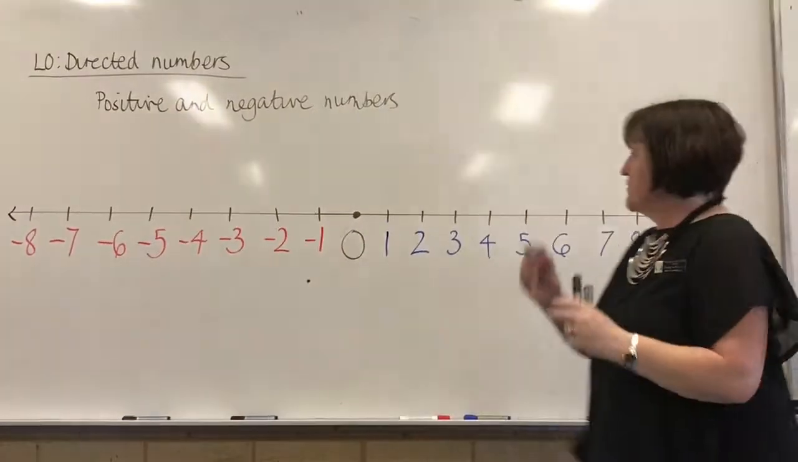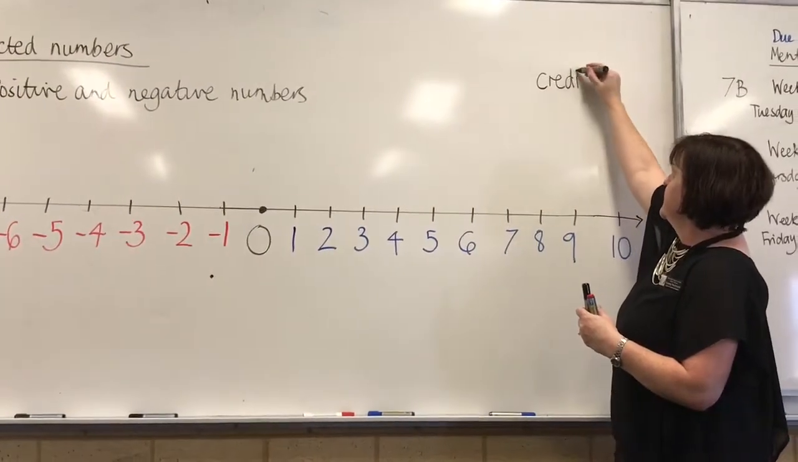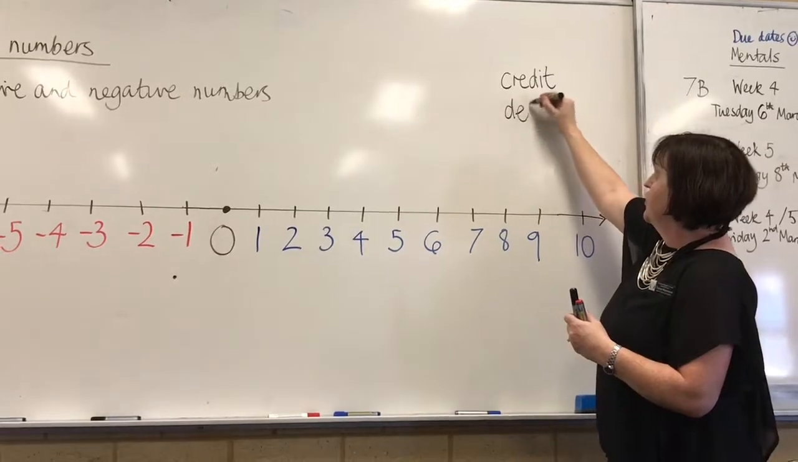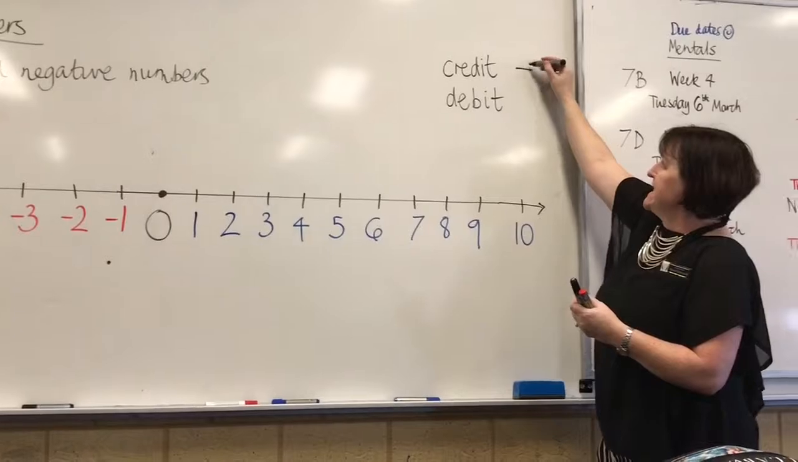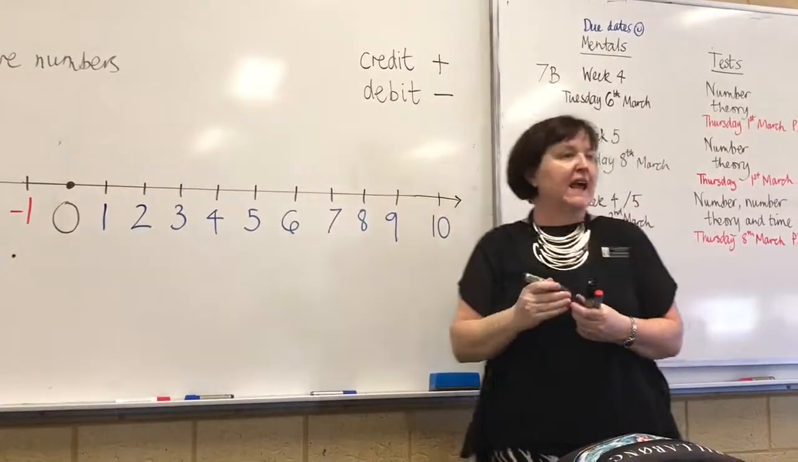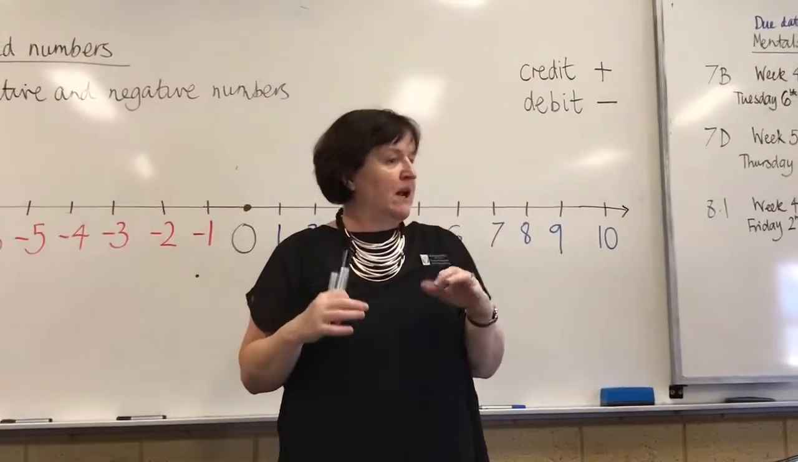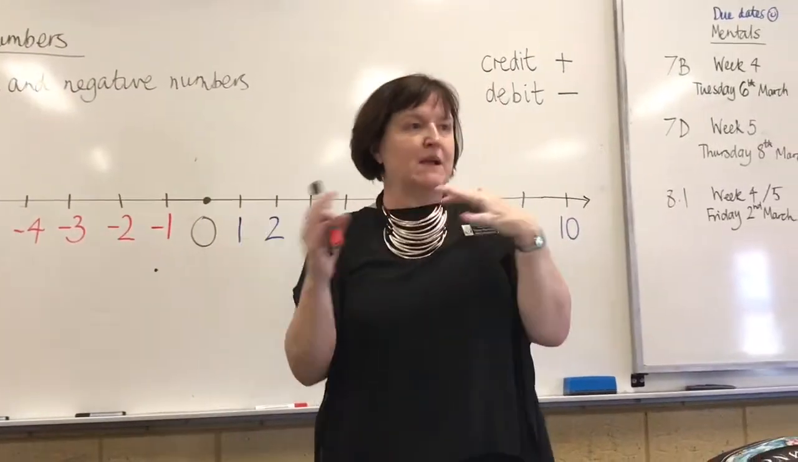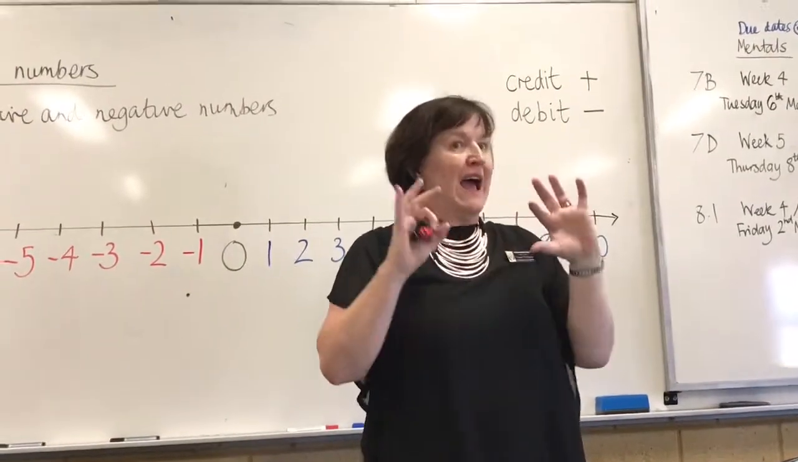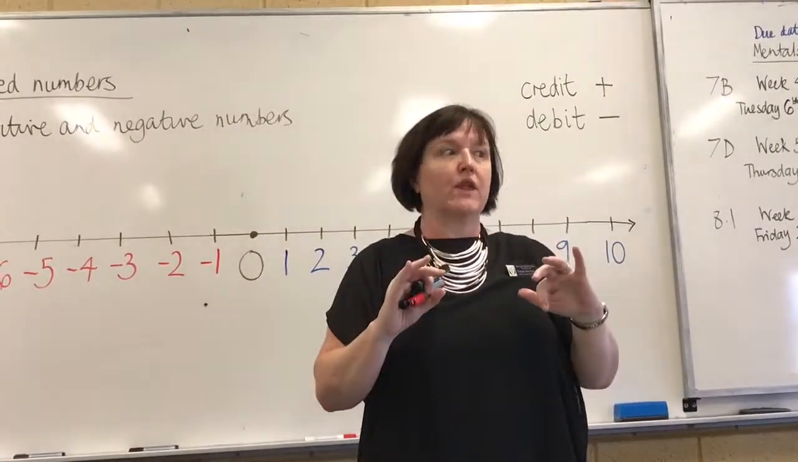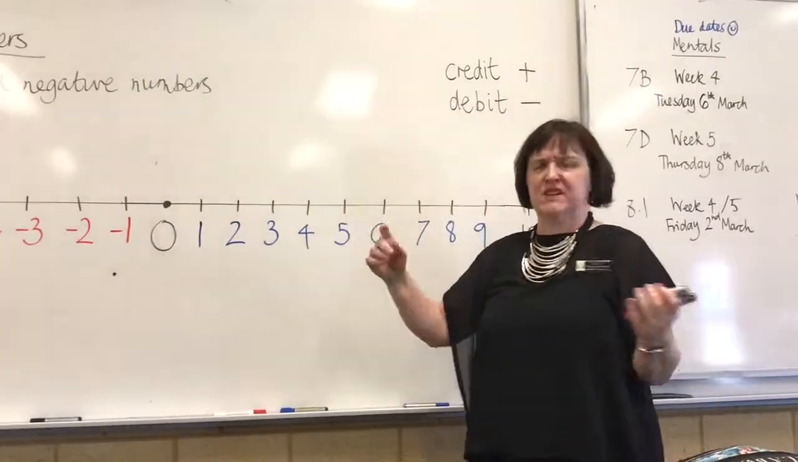Okay. Now, two words that you also need to know for that. There's one, it's called credit, and one is called debit. Credit means putting money into the account. Debit means taking it out of the account. So, what we're going to look at on the number line, we're going to look at counting backwards and forwards on the number line. And then we're going to look at adding and subtracting on the number line. Okay. So, let's start in the positive, it's much easier.